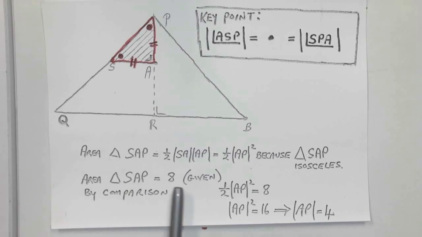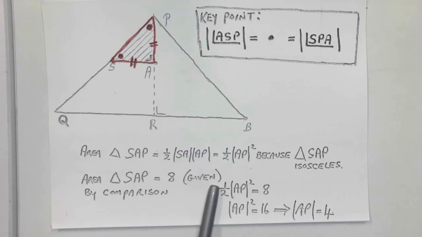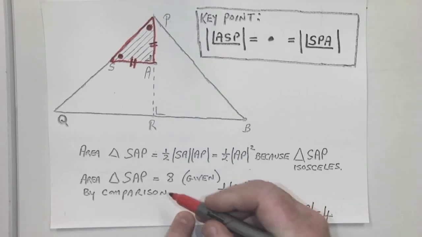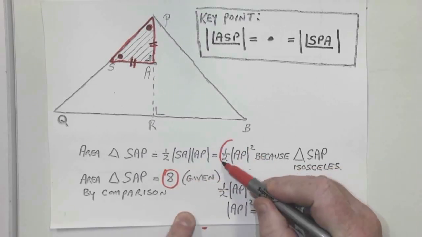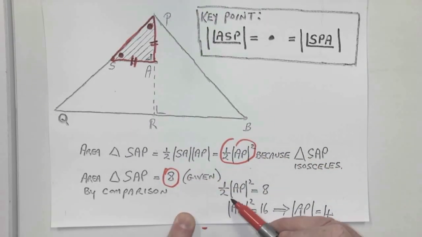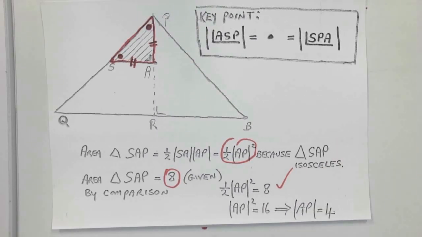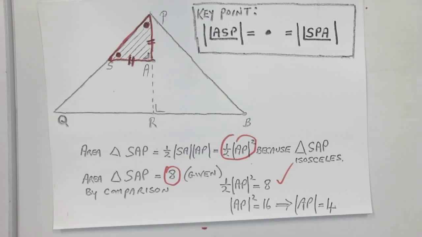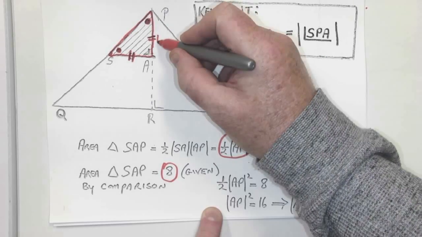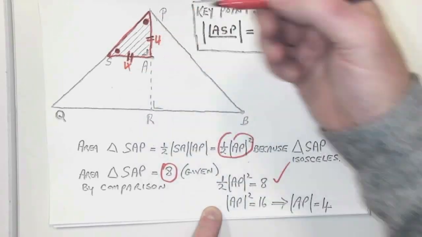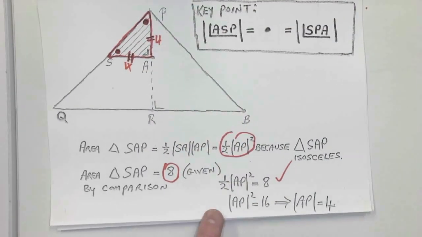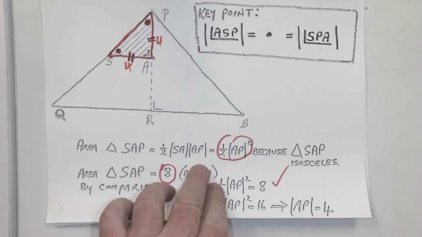The area of SAP is 8. That was given. So you just compare this with this. And what have I got? I've got a half AP squared is equal to 8. Double both sides, I get AP squared is equal to 16. And if you take the square root of both sides, I have AP is 4. Now this is brilliant from our point of view. This bit is 4, this bit here is 4. I can start to get a bit excited maybe. I have got one bit of a distance.